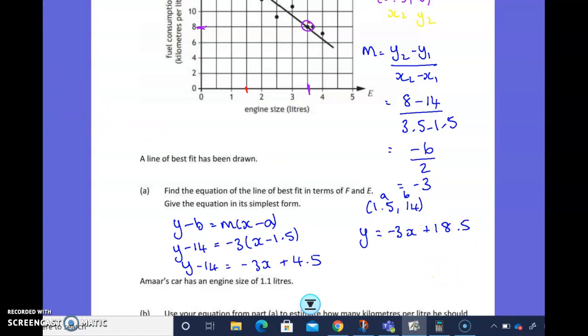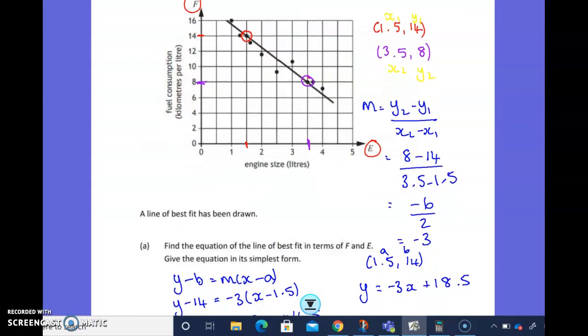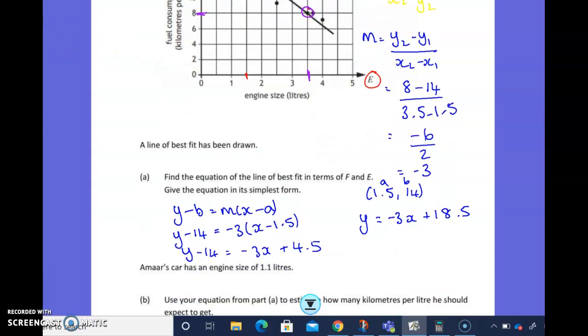And just one last step that I need to do. I don't have x and y. Instead of an x, I've got an e. Instead of a y, I've got an f. My answer needs to reflect this. So I can't have x and y. I need to make this f equals minus 3e plus 18.5.